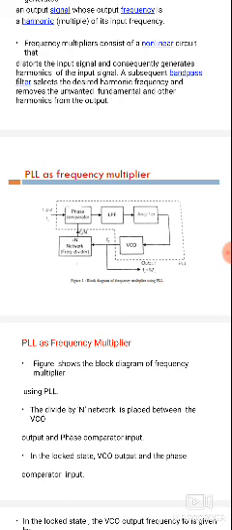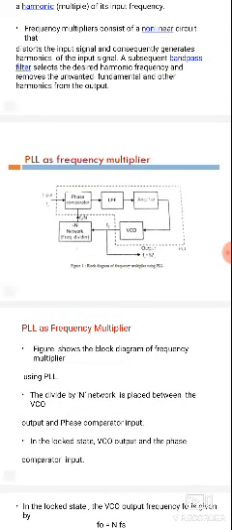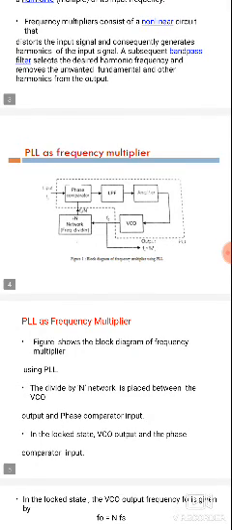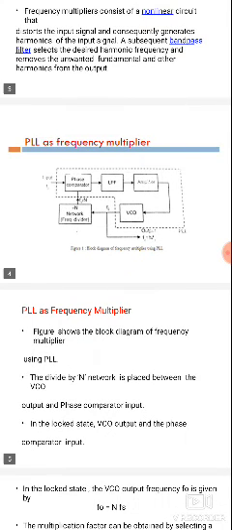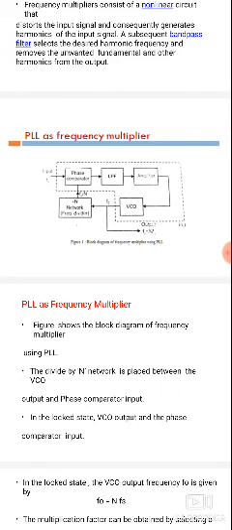The band pass filter removes the unwanted signals. So here we are using a band pass filter. Its main aim is to select the desired harmonic frequency and remove the unwanted frequencies generated in the signal, that is, the unwanted fundamental frequency and the other harmonics from the output signal.